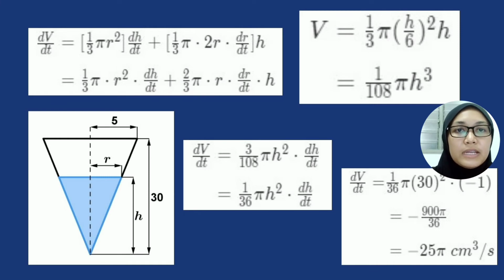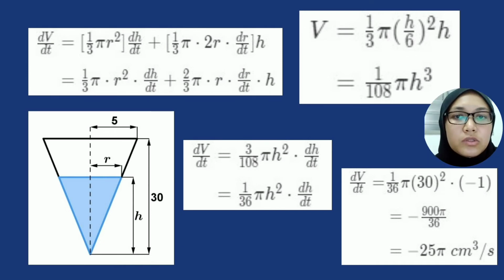So isolate r, r equals h over 6. So we just created an equation for r in terms of h using similar triangles. Then we substitute r into the volume of the cone equation. So V equals 1 over 3 pi times h over 6 squared times h, equal to 1 over 108 pi h cubed.